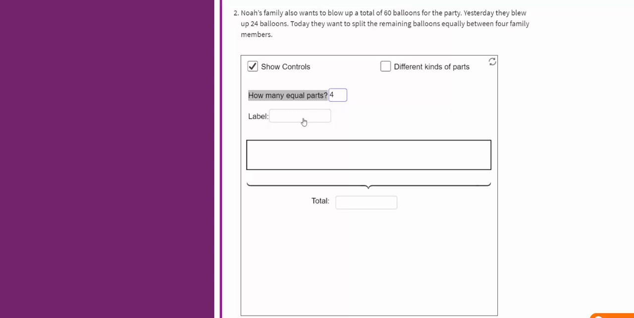And we don't know how many balloons they're each going to have. We're just going to label them X. But you notice, where is the 60 balloons? So we want some different kind of parts in here. And we just want one that's going to represent our 24 balloons. The total number is going to be 60.